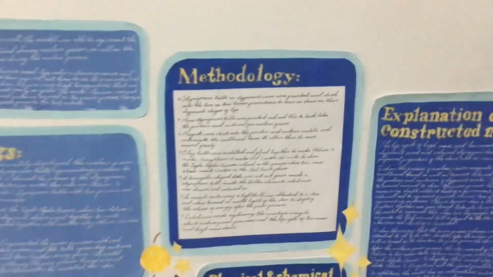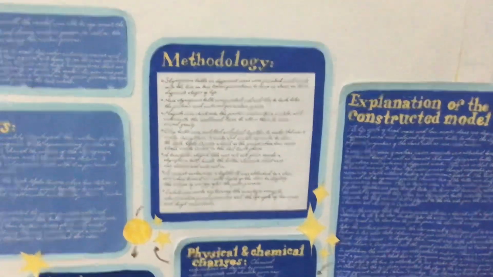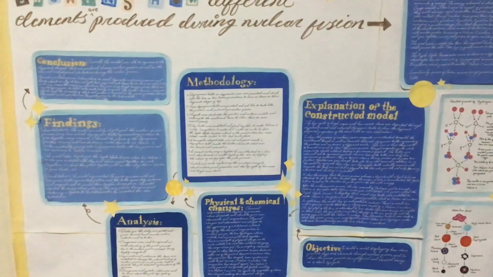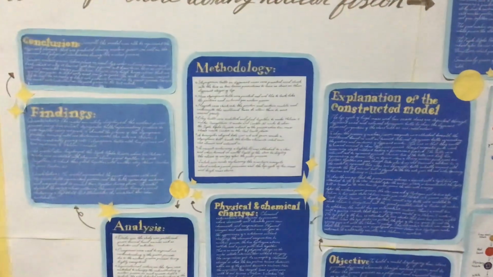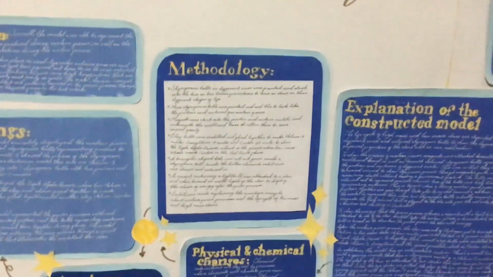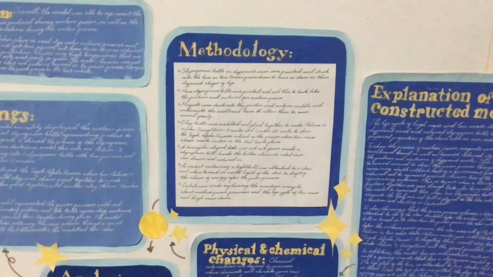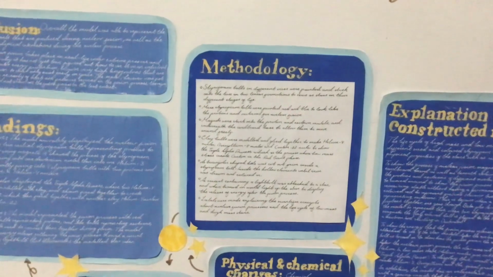So styrofoam balls in different sizes were painted and stuck into the base in two linear formations, like coming out in two lines, to serve as stars in their different stages of life. More styrofoam balls are painted red and blue to look like the protons and neutrons for nuclear fusion. Magnets were stuck onto the proton and neutron models and underneath the cardboard base to allow them to move around freely.